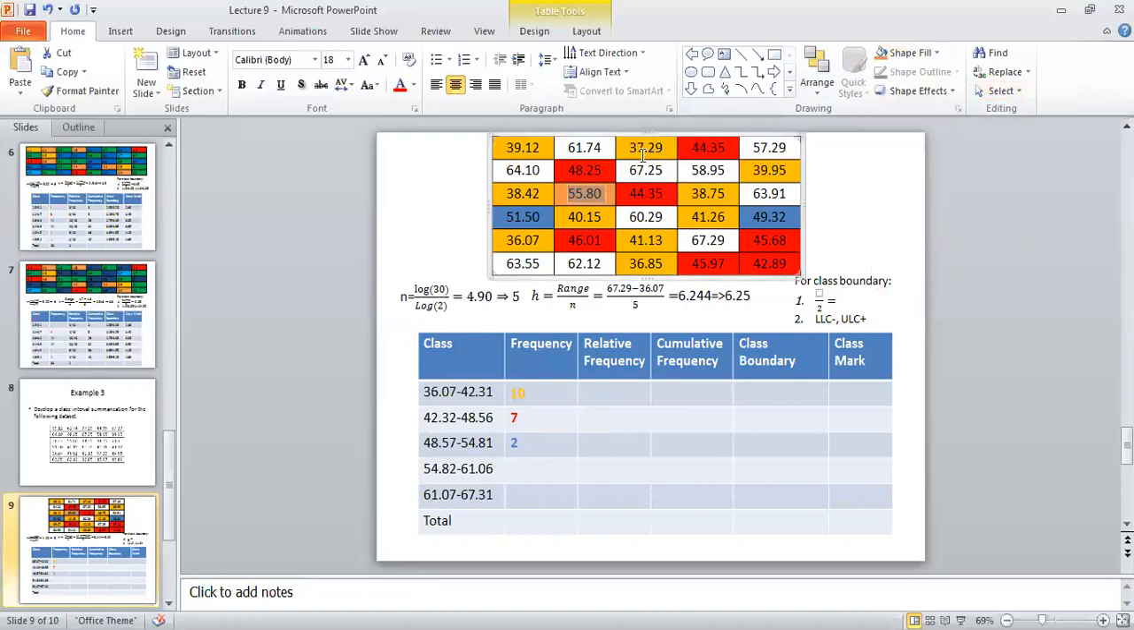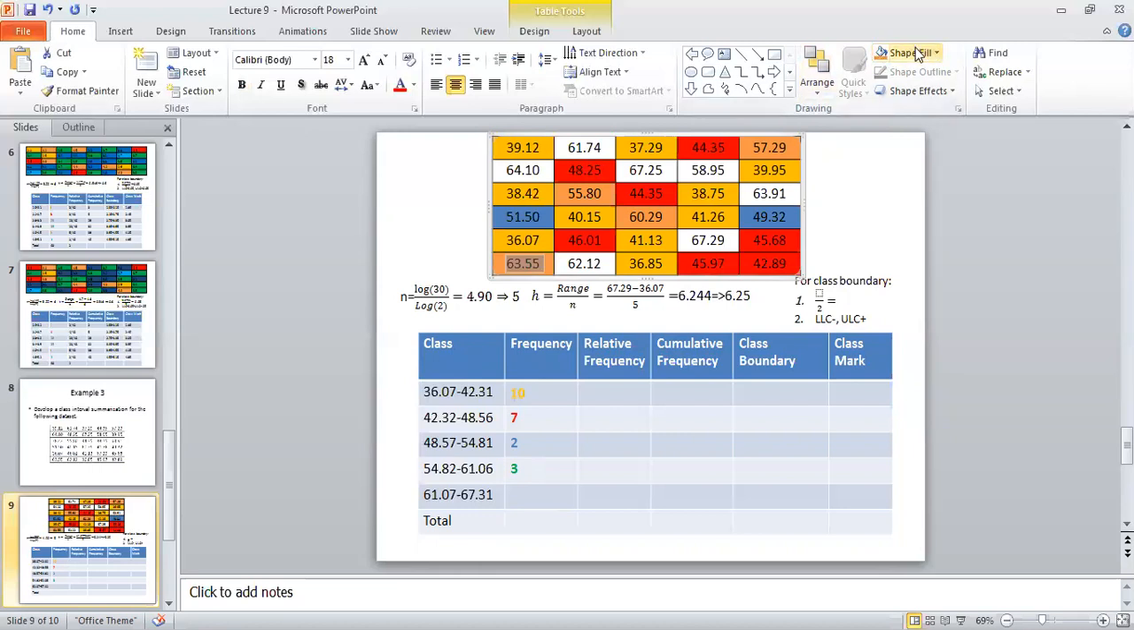54.82 to 61.06. So this cell should not be part of it. This one as well not. But this one, 60.29, should be part of it. So 54 to 61, and this one as well should be part of it. So 1, 2, 3. Overall, the frequency comes out to be 3. And then 61 to 67. So all the remaining should be coming in this last class.